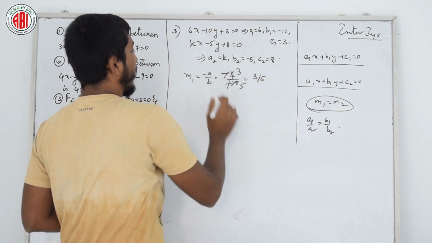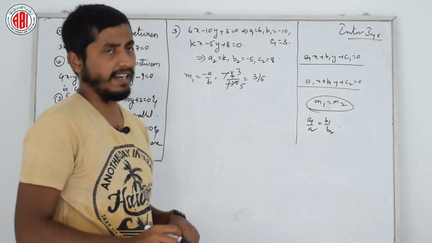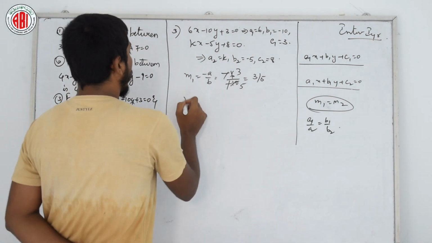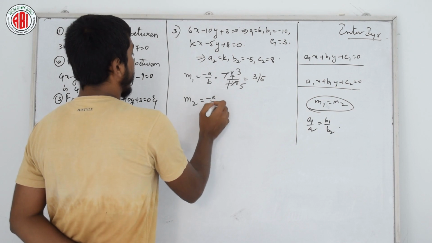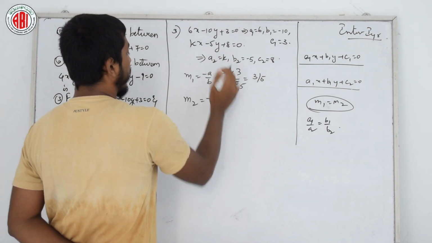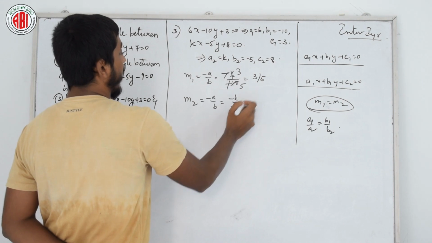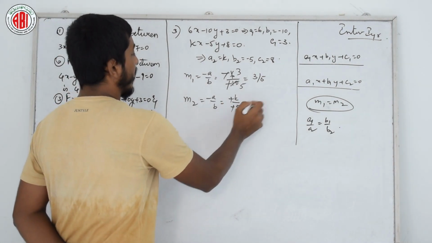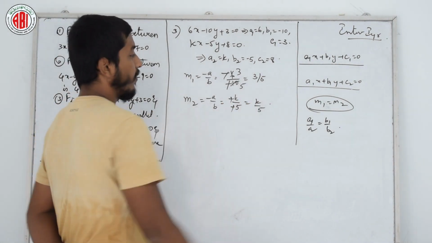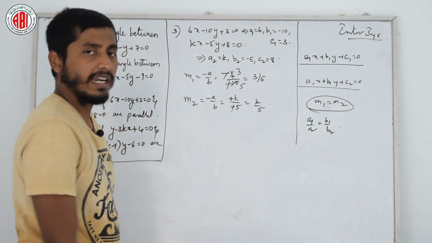It becomes 3 by 5. Is it right? Similarly, what is m2, minus a by b? What is a here? Minus k. What is b here? Minus 5. Here minus minus get cancelled, we get k by 5. Right?